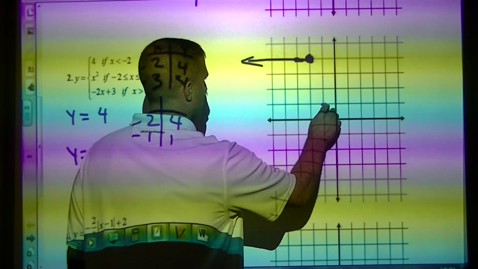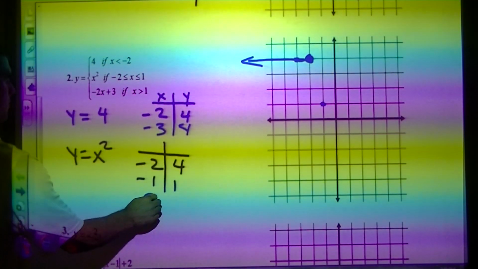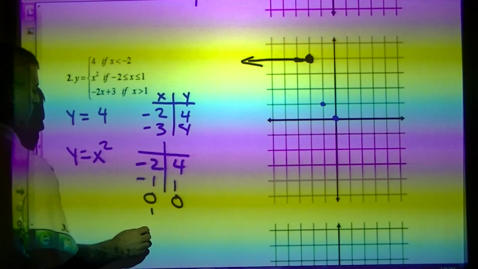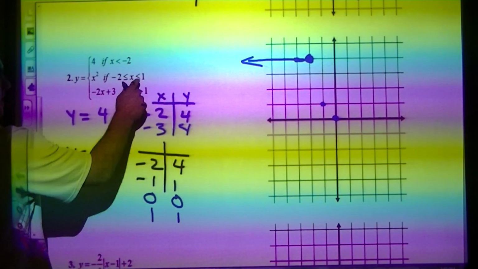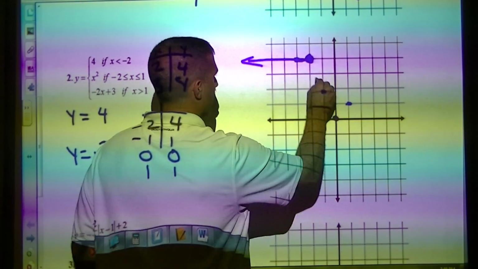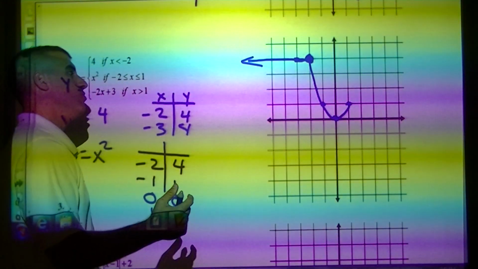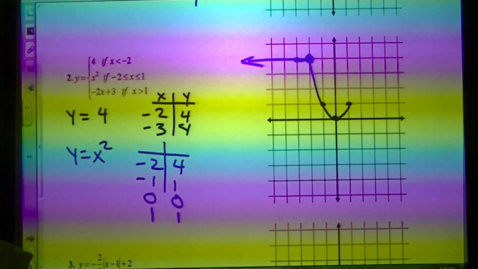So negative 1 over, 1 up. I'm going to go to 0. 0 squared is 0. And then 1 squared is going to be 1. Once again, I'm going to keep a closed circle there. Now remember, quadratics are going to be a U shape. Okay. So I'm right at that point.